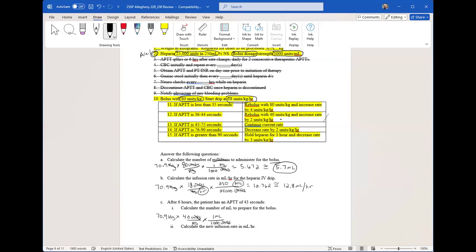Units are gone and kilograms are gone, so I'm left with just milliliters, which is what we're looking for. And I should get an answer that's half of 5.7. So I'm going to take 70.9 times 40 divided by 1,000, and I'm going to get 2.836, but I'm just going to go ahead and round that number to 2.8 milliliters. So you can see it's not exactly half of 5.7, but we're pretty darn close there. So we'll just leave it at that.